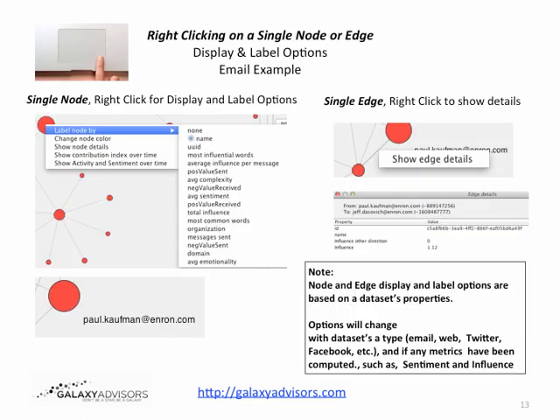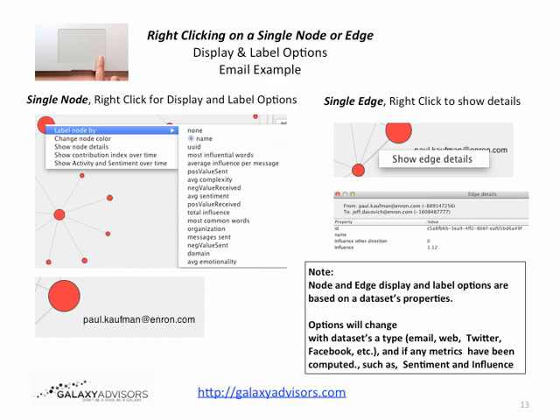Right-clicking on a single node or edge gives you a number of display and label options. In this example, I have email. So here I have Paul Kaufman. I'm going to right-click on that node. It shows you the label node menu, and I expanded it out. You can see the long list of various ways to label. A common one is to just label it by the name. I can change the color of that node, I can show node details, I can show a contribution index over time, and show activity and sentiment over time if it's been calculated.